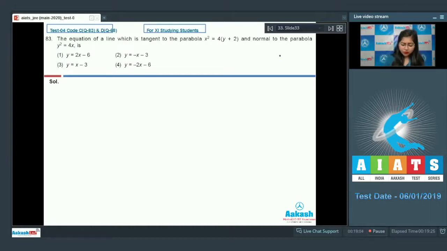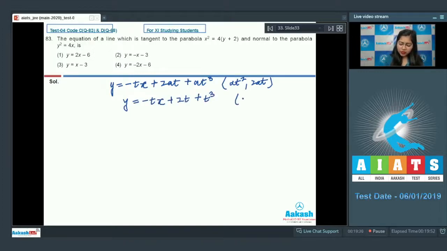We know the equation of normal to the parabola y square equal to 4x is y equal to minus tx plus 2at plus at cube at point at square comma 2at. Now here the value of a is 1. So the equation of normal is y equal to minus tx plus 2t plus t cube at point t square comma 2t. Now this equation is tangent to this parabola.